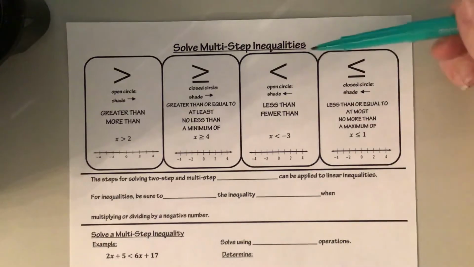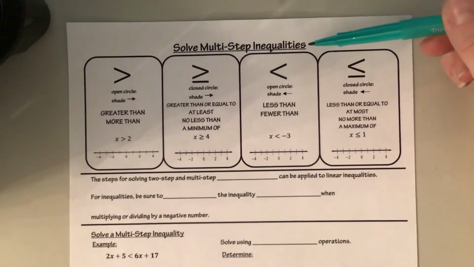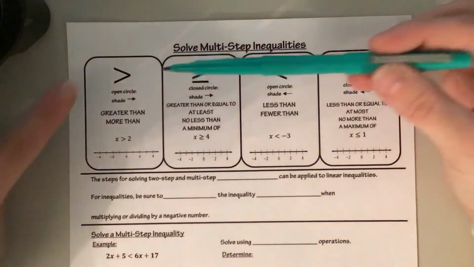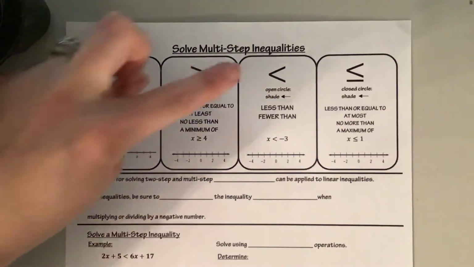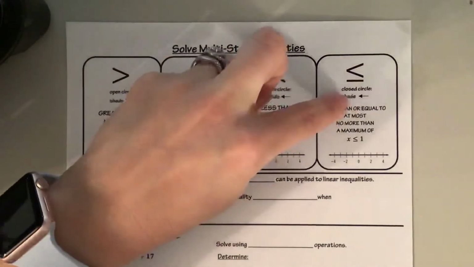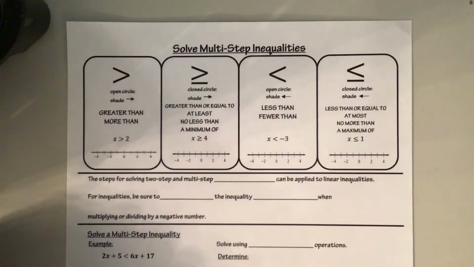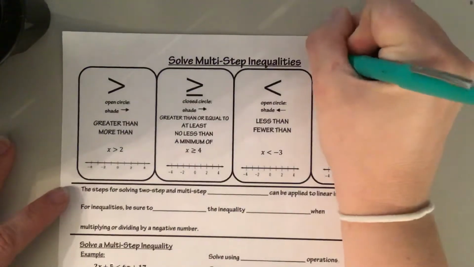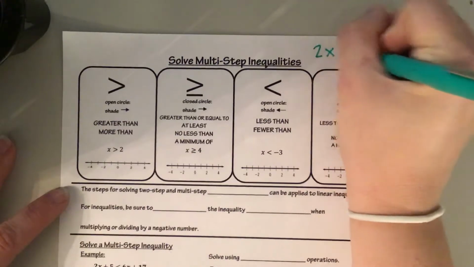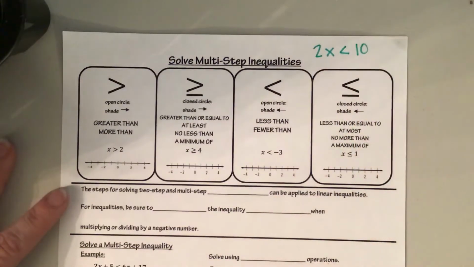An inequality is similar to an equation, except instead of an equal sign, it has a greater than, greater than or equal to, less than, or less than or equal to sign. So let me write an example at the top of an inequality. An inequality would be like saying 2x is less than 10.